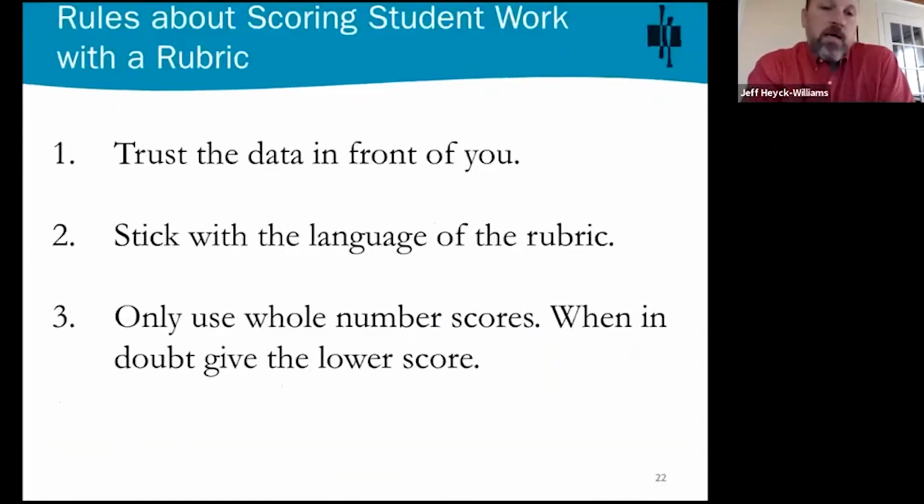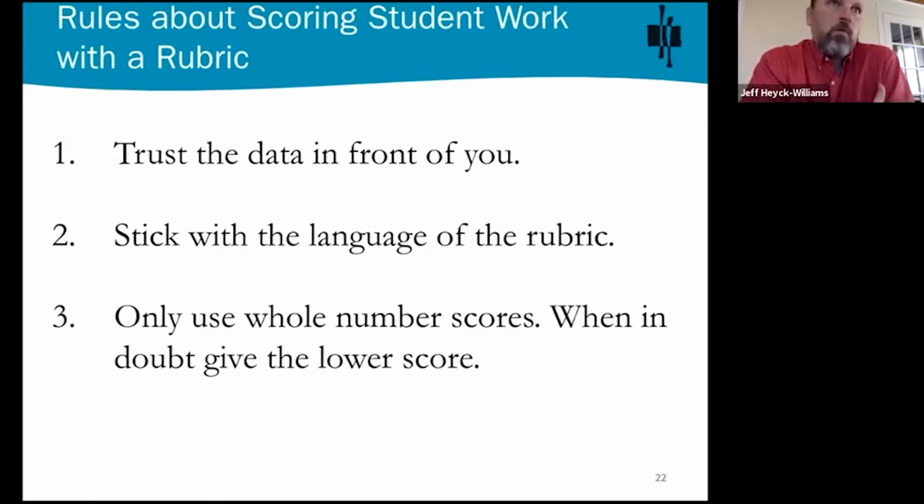Once kids have done that task, we think about how to score it and look at it with the rubric. We use a rubric next to the student work and assess kids on each of those components. Some key points around assessing kids' work are, first, trusting the data in front of you and sticking with the language of the rubric.